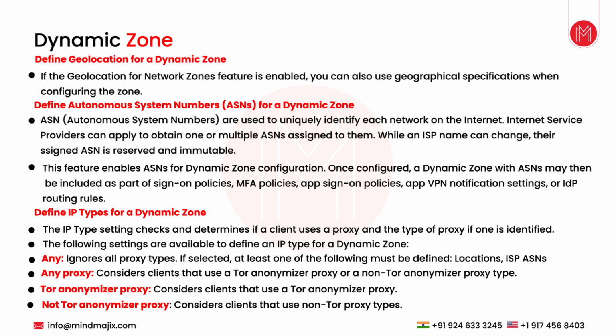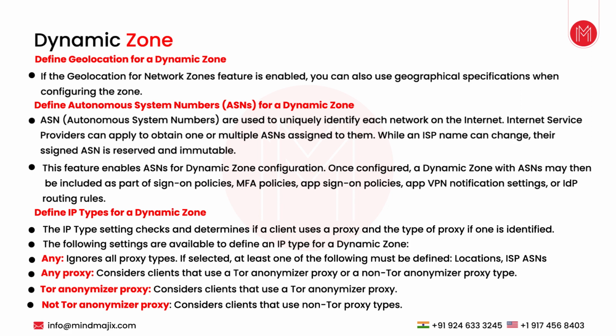Then define IP types for the dynamic zone. The IP type setting checks if a client uses a proxy and, if one is identified, the type of proxy. The following settings are available to define an IP for a dynamic zone. We can use any proxy, Tor anonymizer proxy, and not Tor anonymizer proxy. Basically, any means you can ignore all the proxy types.